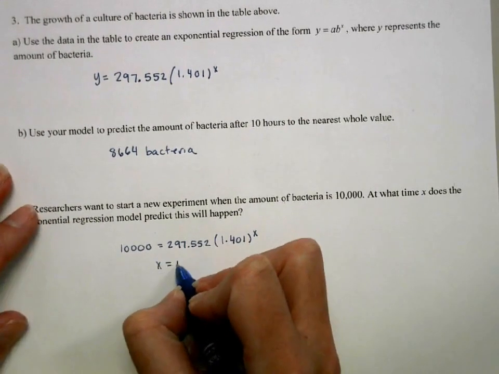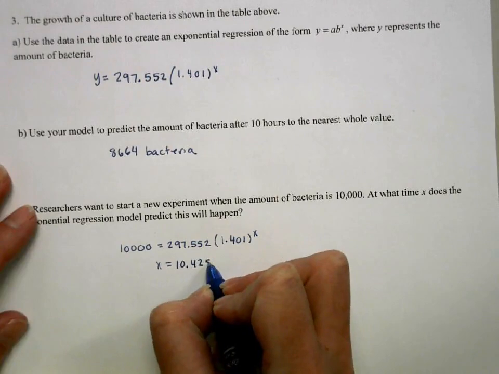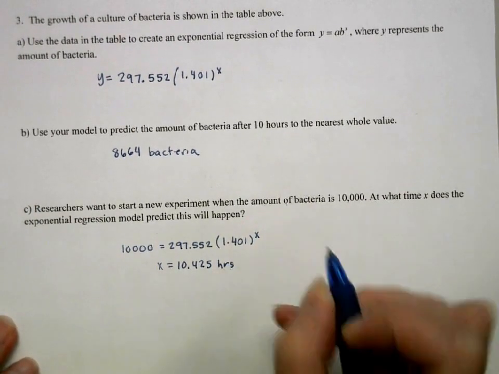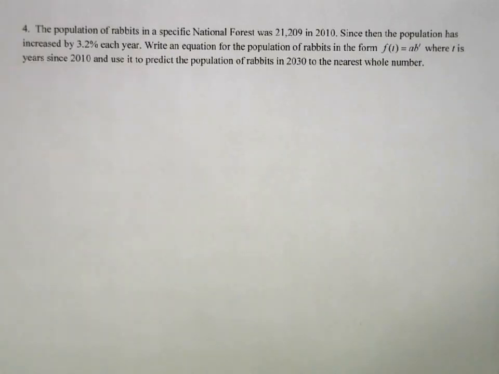My last problem, the population of rabbits for a specific national forest was 21,000 in 2010. Since then, the population has increased by 3.2% each year. Write an equation for the population of rabbits, A times B to the T, where T is years since 2010, and predict the number of rabbits in 2030.